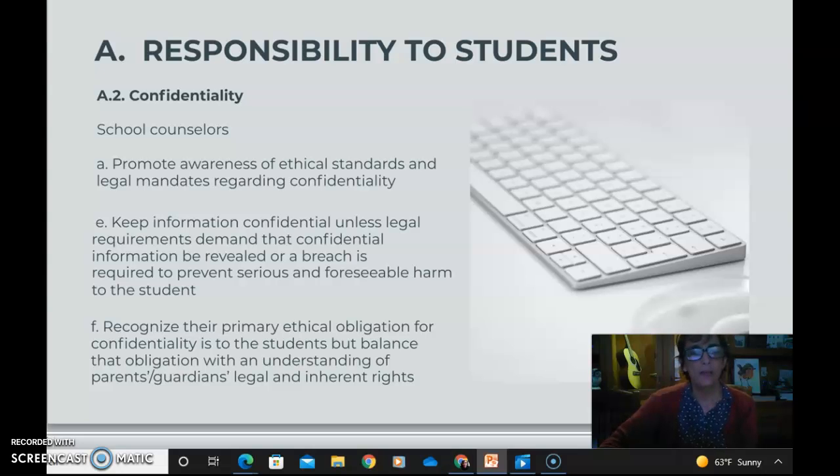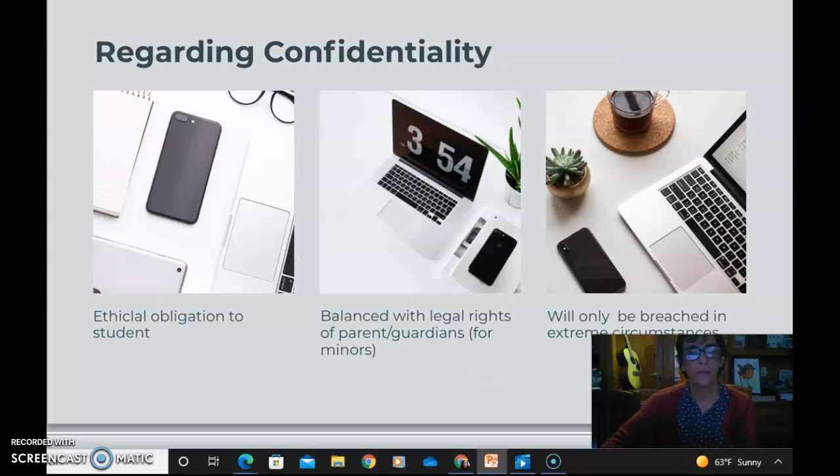Recognize the primary ethical obligation for confidentiality is to the students, but balance that obligation with an understanding of parent, guardian, legal, and inherent rights. So as you can see, our major ethical obligation is to the student regarding confidentiality, but we need to balance that with the legal rights of parent guardians for minors. And confidentiality will only be breached in extreme circumstances.